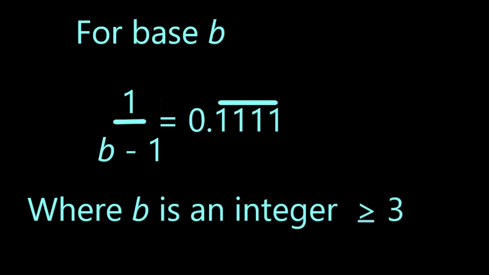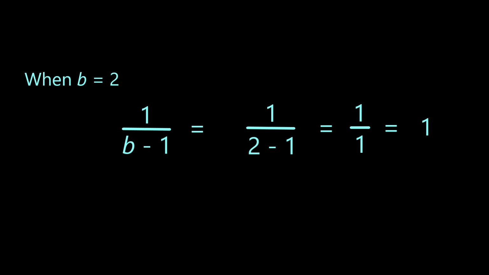Whatever base you're in, 1 divided by a number that is 1 less than the base always results in that repeating decimal of 0.1111 and so on. Now I mentioned that this is aside from binary, and that's because it's base 2, and 1 less than 2 is 1, and 1 divided by 1 is 1. So there's no repeated decimal there, but let's just look at the other bases.